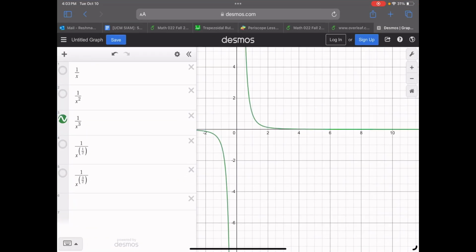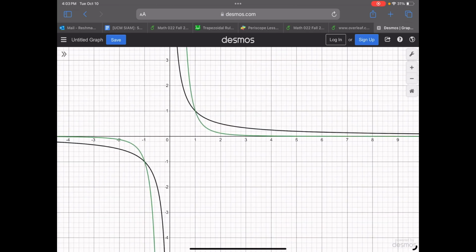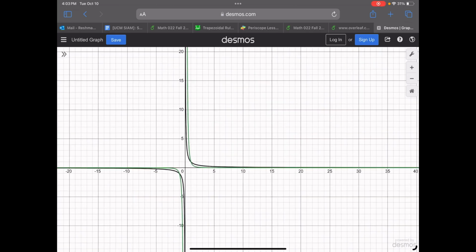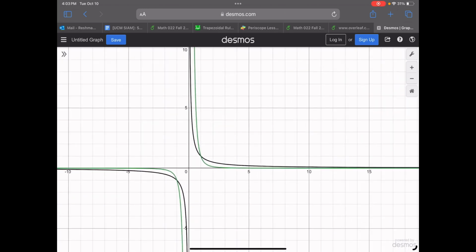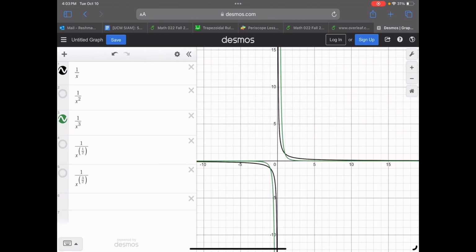So 1 over x cubed, you can see, looks very similar to 1 over x. So 1 over x looked like that, right? And 1 over x cubed looks really similar to that. So if I zoom out, the graphs look really similar. But of course, 1 over x cubed is a little bit steeper. So what I'm going to do is compare 1 over x cubed.